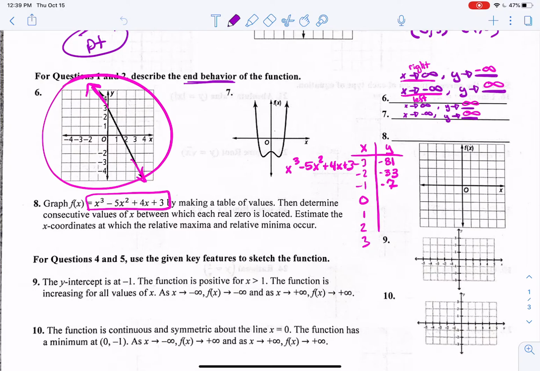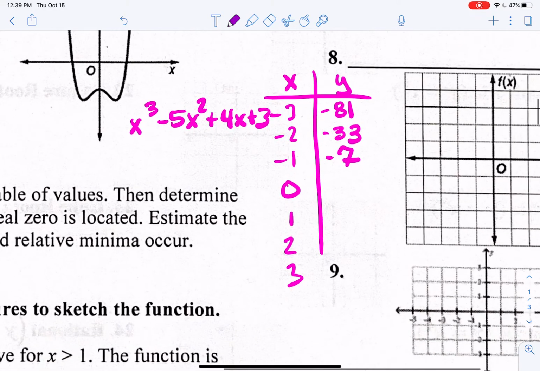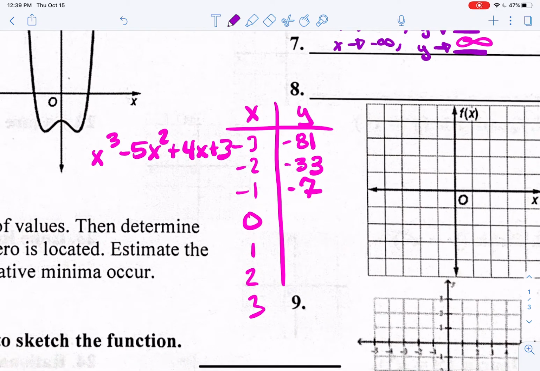We left off on number 8, I think, the last time we were together, and it said that we want to graph this function by making a table of values. For the table of values, I went from -3 to +3 for the x's, and then we're plugging those in and solving for the y. So you might need your calculator to do this.